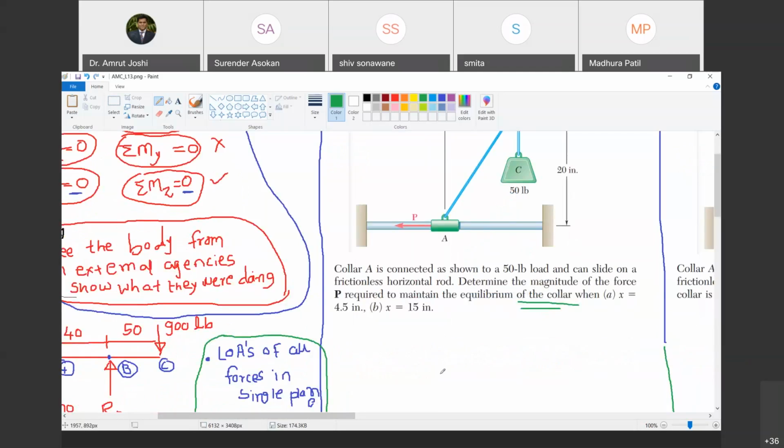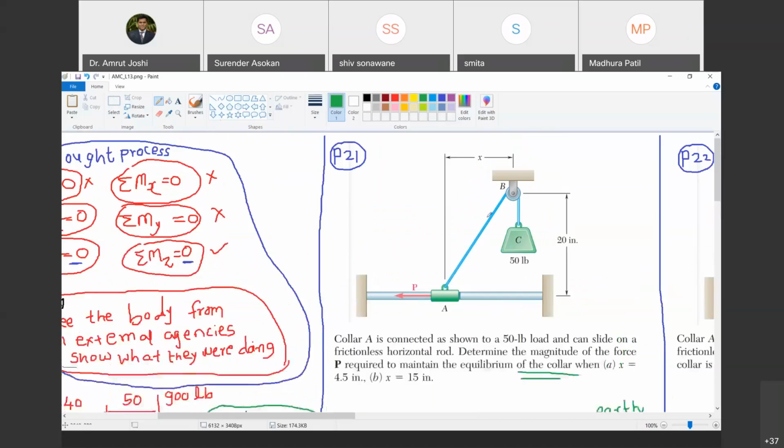Is earth external to the collar? Yes, sir. So I am just now listing down all the external agencies for the collar. First thing is earth. Second, is the rod external to the collar? Yes, rod is external to the collar. So I am going to write it as rod. Then, is cable external to the collar?